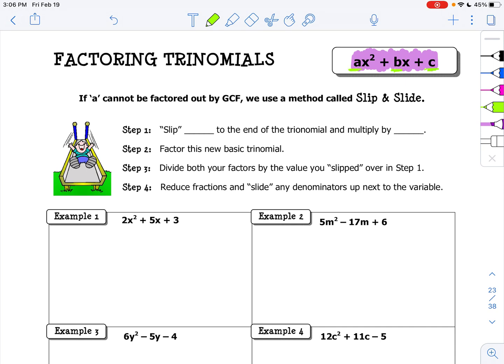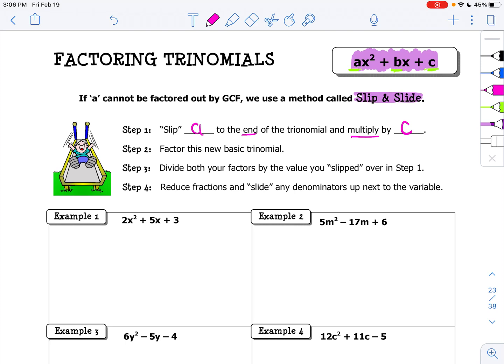have an a value at the very beginning of our trinomial because that leading coefficient is going to be a number other than 1. So when we do this one, we use what we call the slip and slide method. And the steps to the slip and slide method state that you slip the a value, so that coefficient in front of your variable squared term, you're going to slip it to the end of the trinomial and multiply it by your c value, which is your constant.